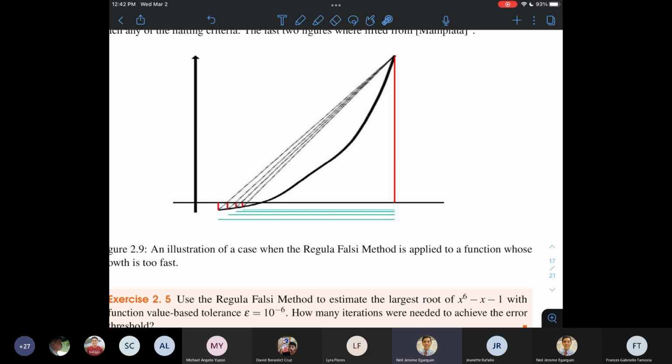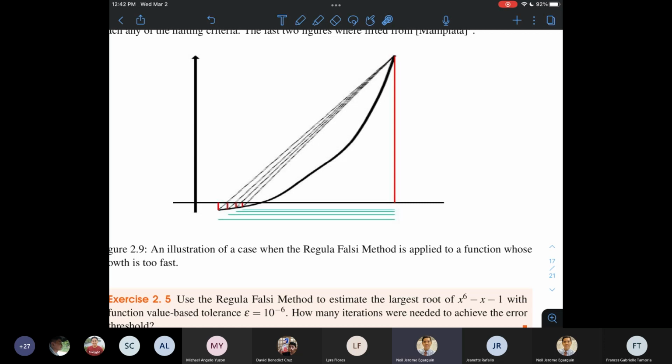Good question, Charles. Ano yung takeaway ng Regula Falsi than the bisection method? Yung Regula Falsi, mas mabilis siya for most functions, except those that are convex downward or that has steep oscillations or fast rate of growth or decay. Okay? So generally, mas mabilis yung Regula Falsi. Pero matatalo siya ni bisection kapag convex downward yung function o kaya may steep oscillations.